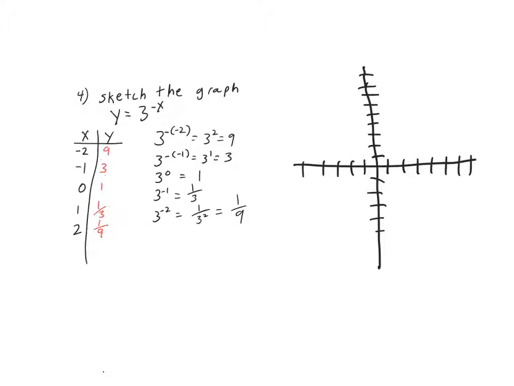So first I had negative 2 and 9, which is right here. Then I had negative 1 and 3, and 0 and 1, 1 and 1/3, and 2 and 1/9. So this is doing like this.